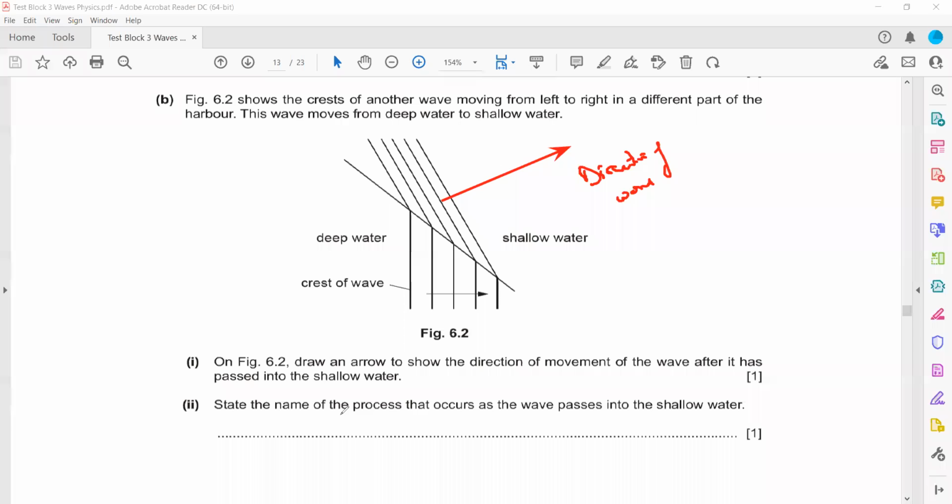And the next part, state the name of the process that occurs as a wave passes into shallow water. So when it moves from deep to shallow, the speed decreases, speed changes. It changes the direction as well. So what we call that is refraction of the wave. Refraction means the property of a wave to change speed or direction when it travels from one medium to another. In deep water it is traveling fast, whereas in shallow water it is traveling slower.